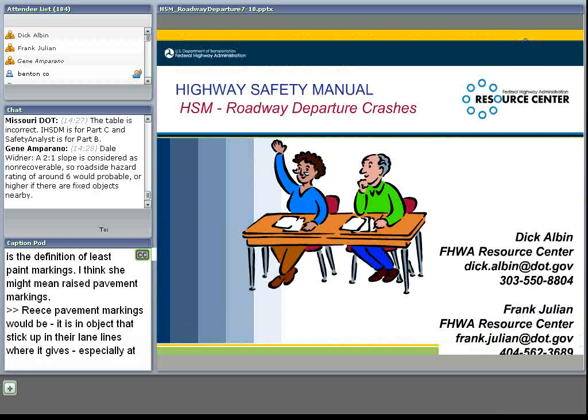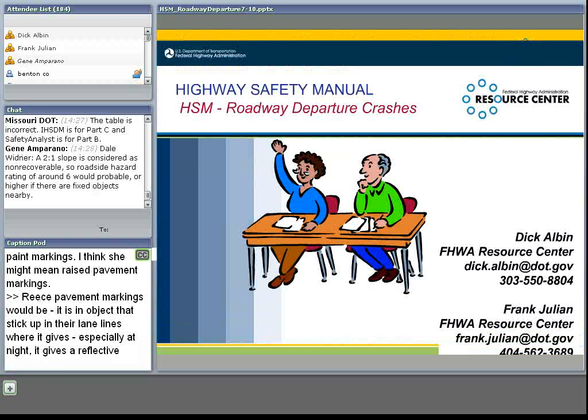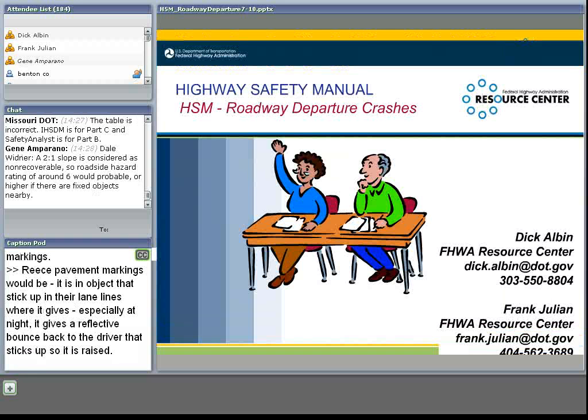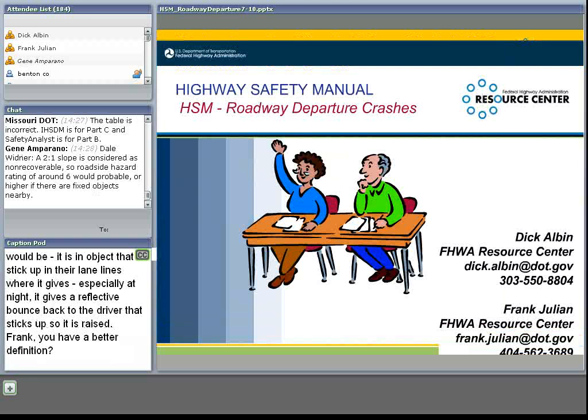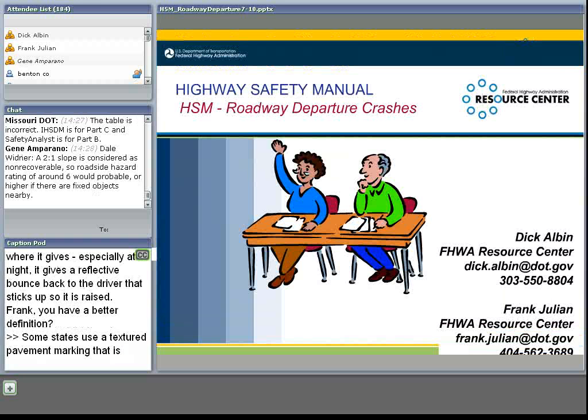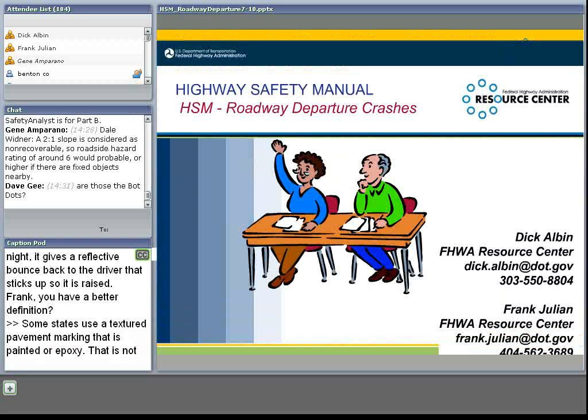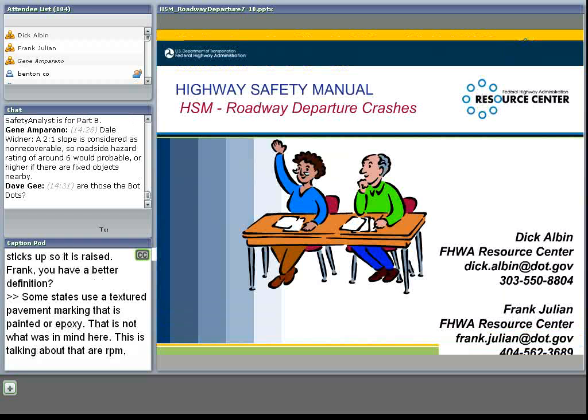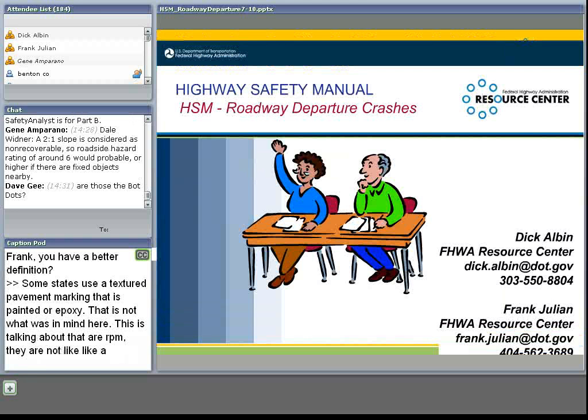Dick, Amanda Watson's asking, what's the definition of a raised paint marking? I think she might mean a raised pavement marking. Raised pavement marking would be, I don't know if I have a set definition here, but it's an object that sticks up in the lane lines, where, especially at night, it gives a little bit more retroreflective bounce back to the driver. So it sticks up, so it's raised. Frank, do you have a better definition?